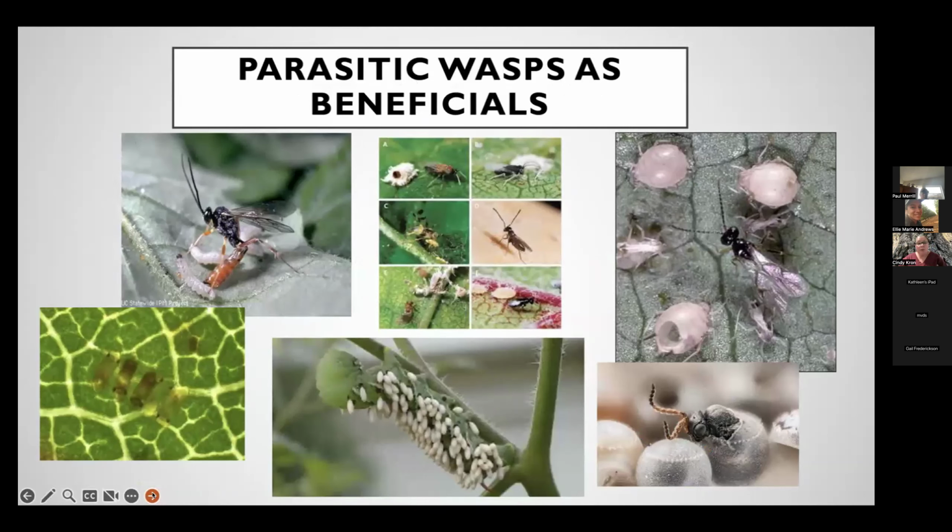So we also have parasitic wasps that are beneficials. We have wasps that will lay their eggs inside of larvae or inside of pupae. You can see photos here of different parasitic wasps. Here's one. With aphids, that's a good one to point out.